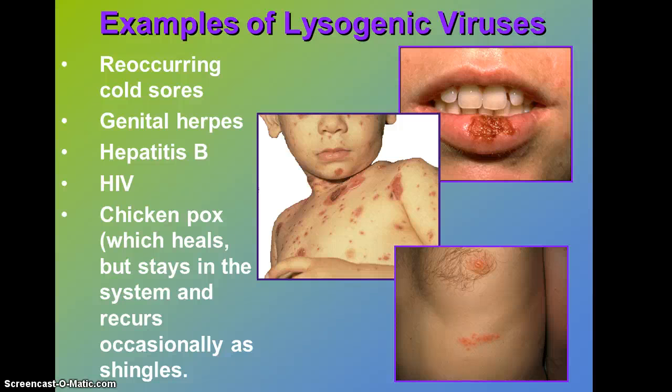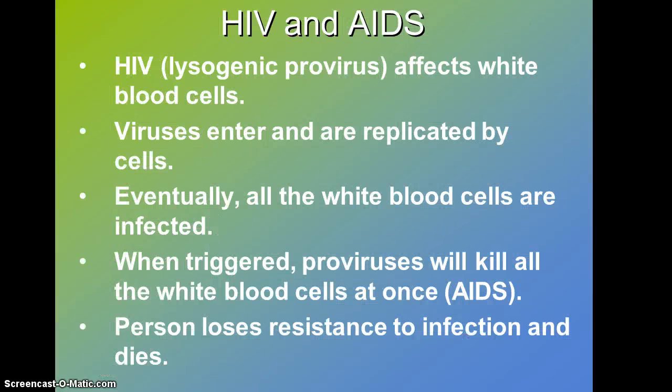HIV. People oftentimes get HIV in the teens and early 20s, but they don't show any symptoms until their late 20s and 30s because of that delay. HIV is a lysogenic provirus that affects the white blood cells. Viruses enter and are replicated by cells. Eventually, all the white blood cells are infected. When triggered, proviruses will kill all the white blood cells at once, and that's when the person has AIDS.